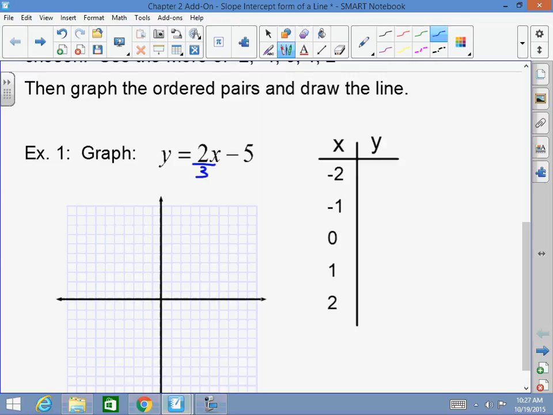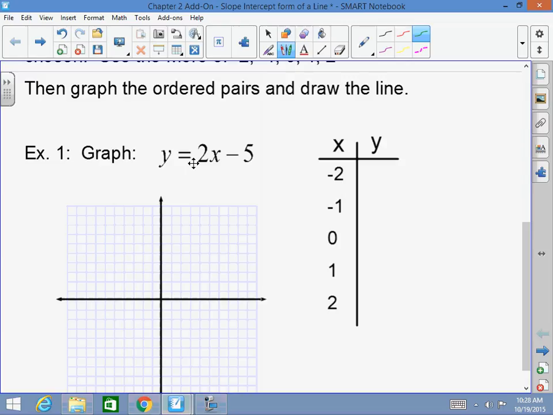Okay, if there's a denominator, then what you would do is you would use multiples of the denominator. So if it was 2/3 x, you would use -6, -3, 0, 3, and 6. That way you eliminate the denominators, okay? That's the only time you don't use the magic 5. But in our particular case here, we don't have a fraction as a slope, so I can use the magic 5.